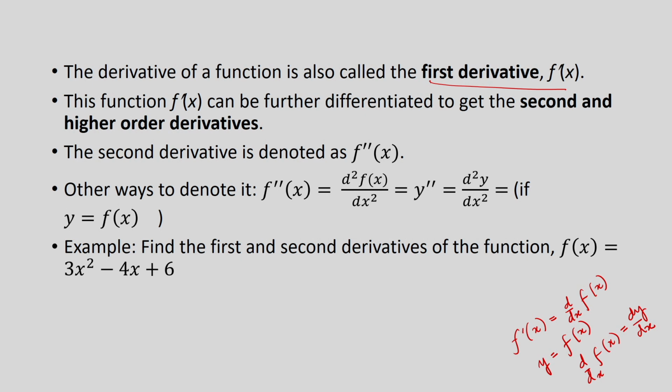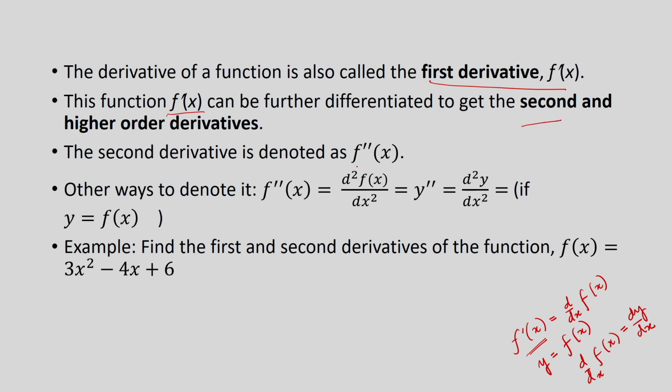This function f dash of x can be further differentiated to get the second or higher order derivatives. So, f dash of x itself is a function of x, right. F of x is a function of x itself, but if you take the derivative with respect to x, you get f dash of x. Now, f dash of x itself is a function of x. So, it can be differentiated further with respect to x, and if we do differentiation of f dash of x once, then we get the second derivative.